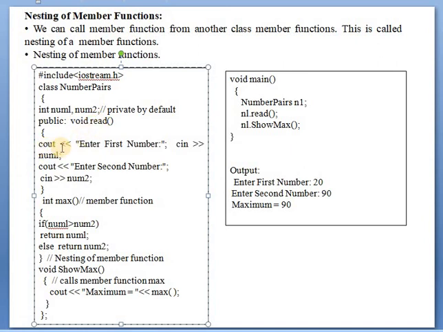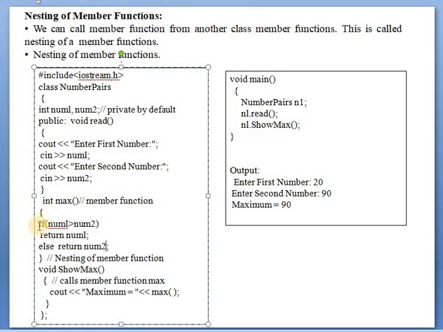Void read, cout: enter first number. Now see, in number 1. Now enter second number, here number 2. Here we are taking the input from the user, that is number 1 and number 2. Now we have to check which number is the largest. So integer max, it is another function.